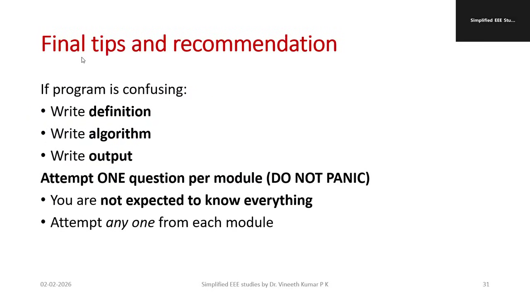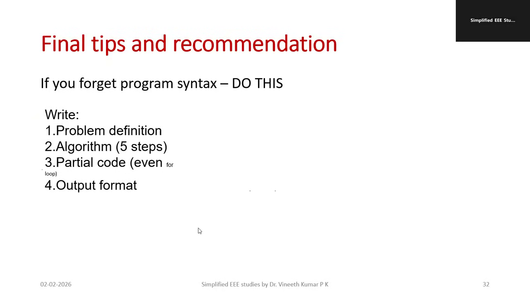Then final tips and recommendations. If the program is confusing, only write the definition, write the algorithm, and write the output. At least you will get partial credit. It's a worst case, you can go for that, but you plan accordingly. If the program is very tough, you can apply this strategy. Attempt one question per module. You are not expected to know everything, but at least one question from each module you are supposed to attempt. So try to cover all the modules and all the content which I shared.